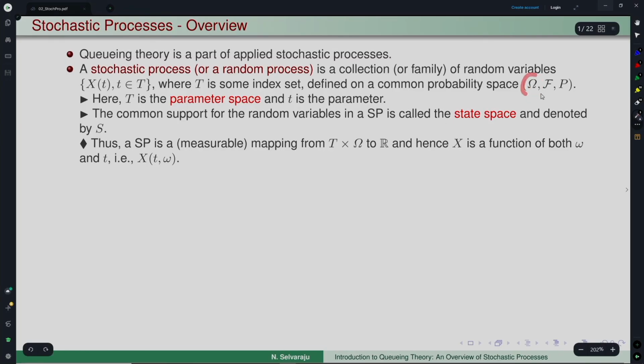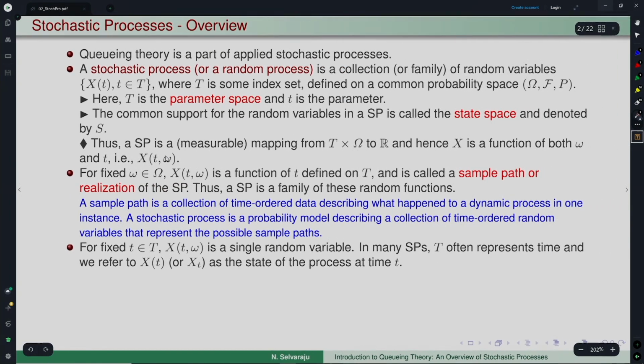This particular omega to r is what each of these random variables are, and on top of it we are putting one more index. So, basically this is a mapping from this t cross omega to r, and hence is a function of both omega and t. Though we write it x of t, x is a random variable, so it is already a function of omega. So, it is a measurable mapping, that is what we know already.